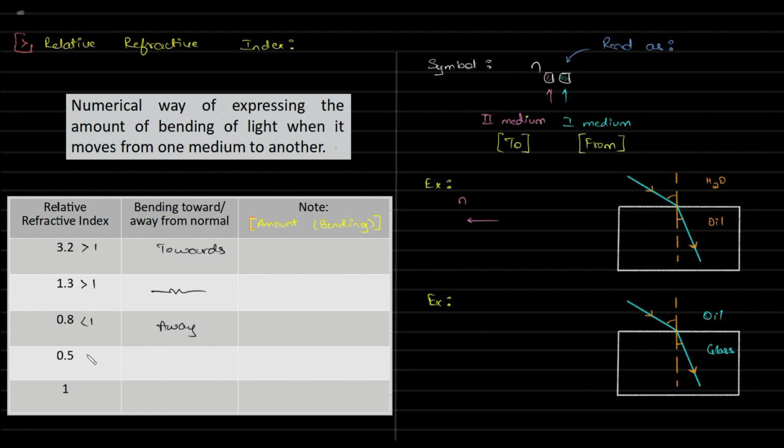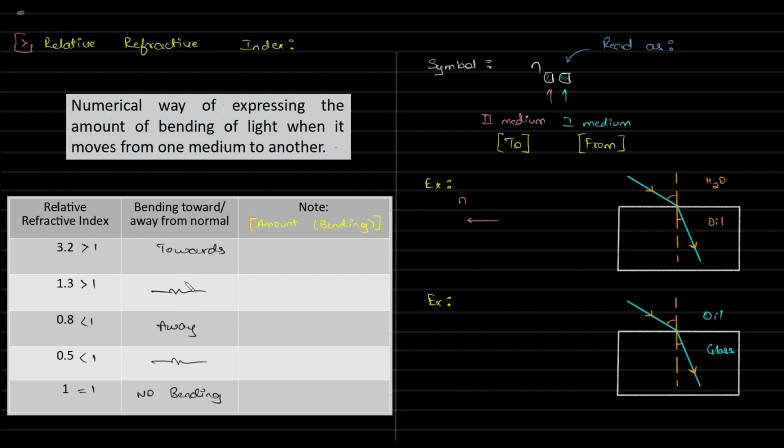Anything that is less than 1 is away from the normal. But what if it's equal to 1? It's neither towards nor away. Means what? No bending. So if we see a relative refractive index value which is equal to 1, there is no bending.